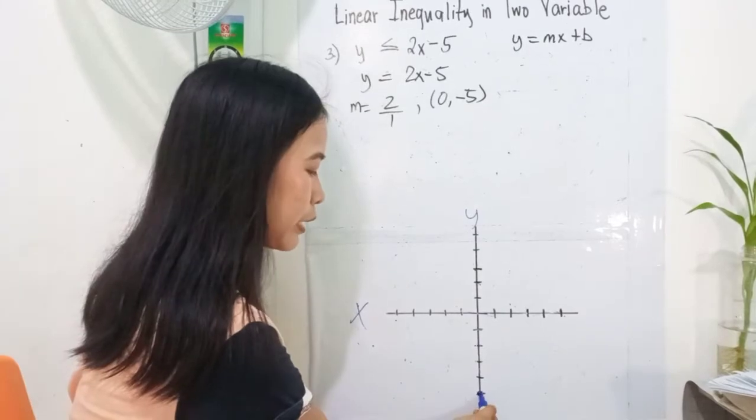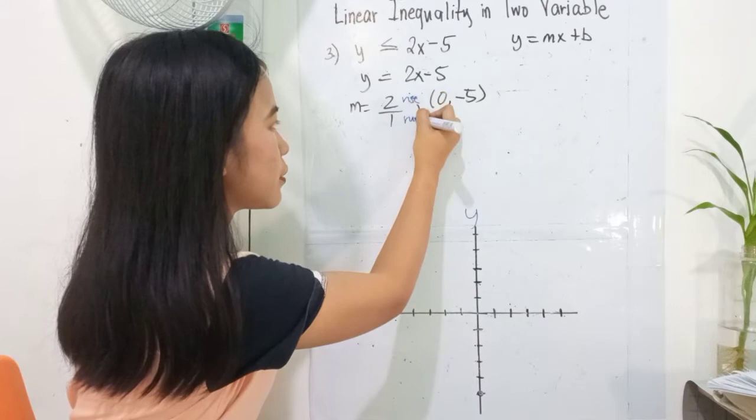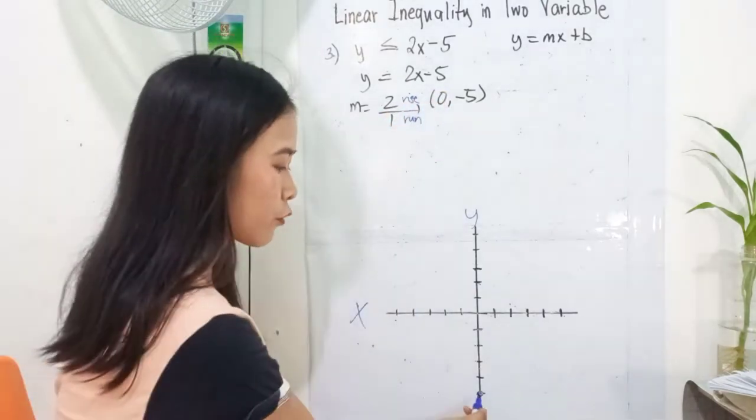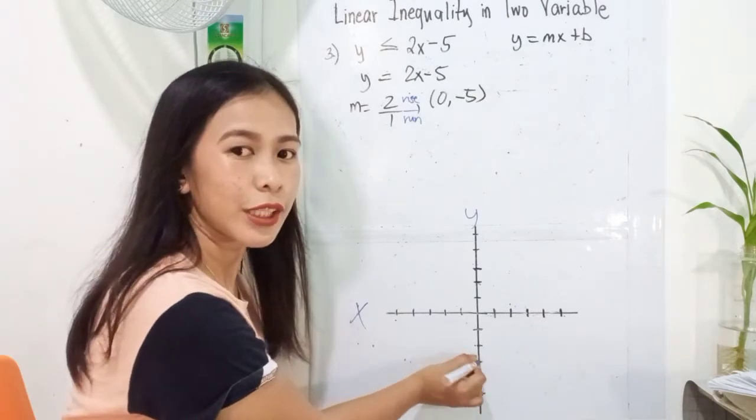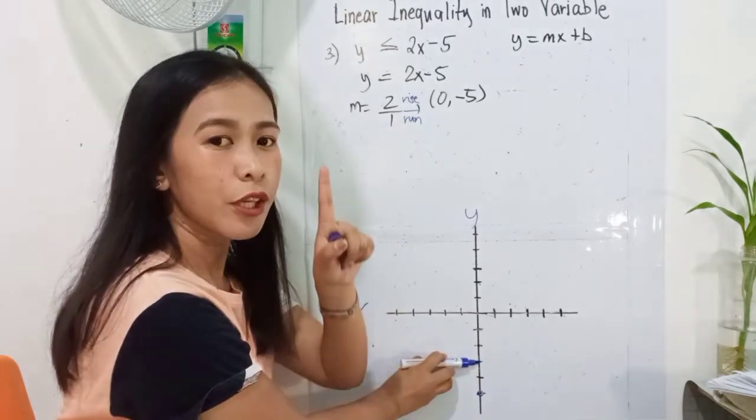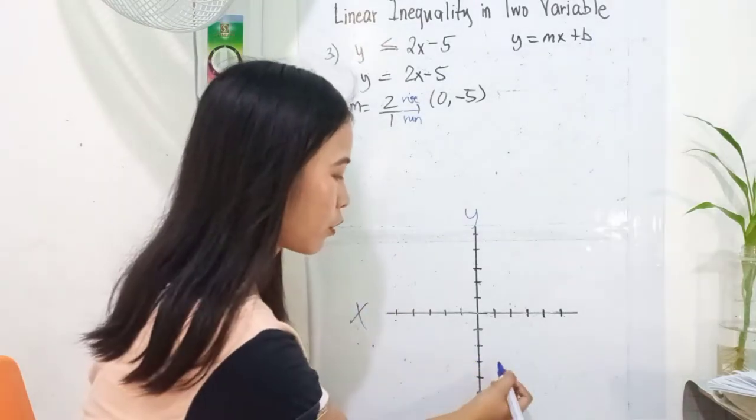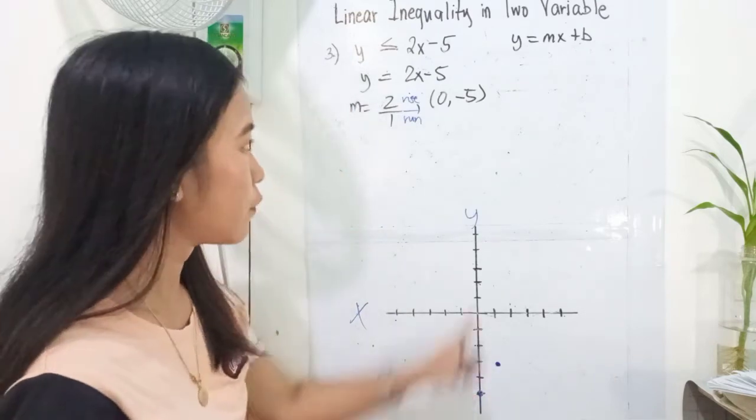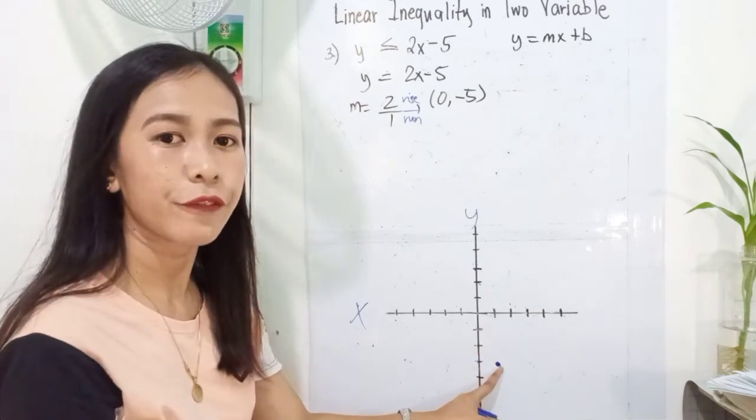Ito siya, mga bunso. And then our rise over run is positive 2, therefore pataas tayo ng 2. So from dito, akyat ka 1, 2. Okay, so therefore nandito ka na. And then our run is positive 1, therefore takbo ka pa to the right ng isa kasi positive yan. So dito nandito yung isa mong ordered pair. We have 0 and negative 5, and of course, positive 1 and negative 3.